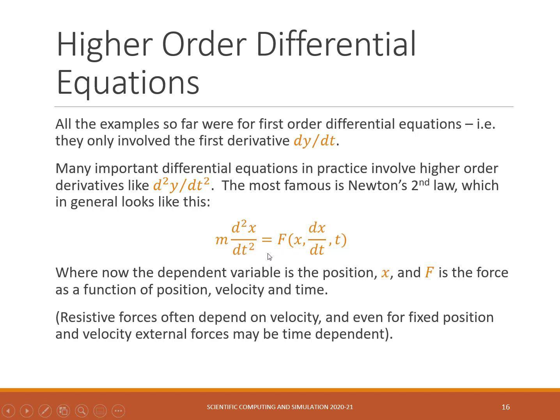This law tells us how much an object will accelerate for a given net force. In this equation, x is the dependent variable representing position and F is the net force applied to an object. As you might know, m represents mass. In this equation, F is defined as a function of position, velocity, and time. You might know that d^2x/dt^2 is the acceleration of the object and dx/dt is a function determining its velocity.